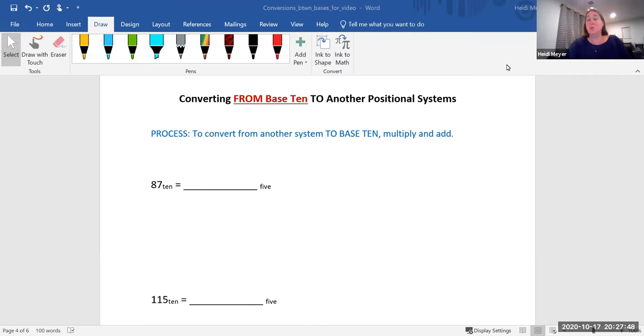In this video, we're looking at conversions between bases, but we'll specifically be going in one direction. We'll have a number in base 10, and we want to convert that to another base.